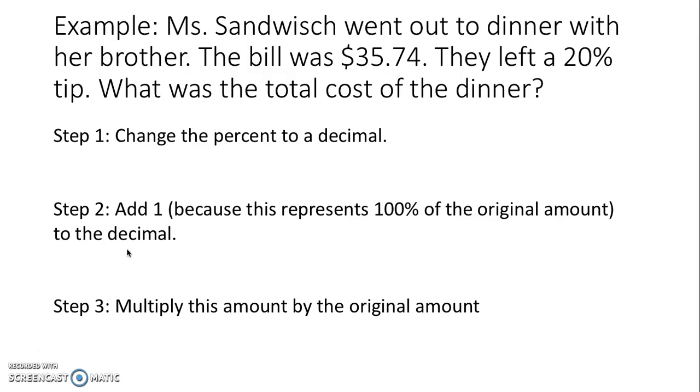Miss Sandwich went out to dinner with her brother, and the bill was $35.74. They left a 20% tip. What was the total cost of their dinner? We have 3 steps.